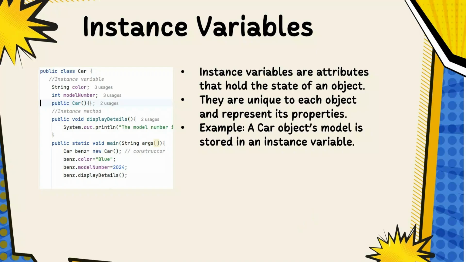Now that we have seen the code demonstration of creating a class and object, we'll quickly walk through what is an instance variable. Obviously, we saw what is an instance variable. The first two variables that we used while creating the class car, they are instance variables. They are attributes that hold the state of an object. They are unique to each object and represent its properties. So when we created Ben's car, they were taking value blue and 2024. When we were creating the nano car, we were using the value yellow and 2005. So they are unique to each object that represent the property. Example, a car object's model is stored in an instance variable.